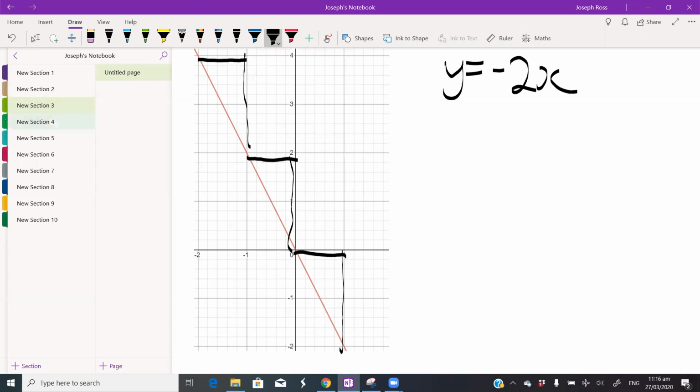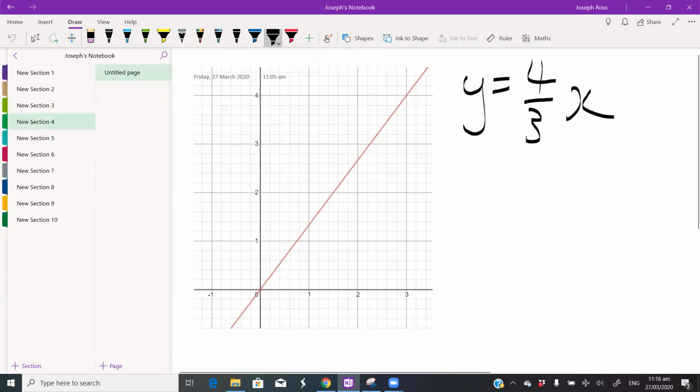But what about a fractional gradient? Here we've got a graph of y equals 4x over 3. One way we can think of this is that if we go across 1 unit, we are going up 4/3 units. Or another way we can think of the same thing is the gradient is also called rise over run. The rise is the change in y, and the run is the change in x.